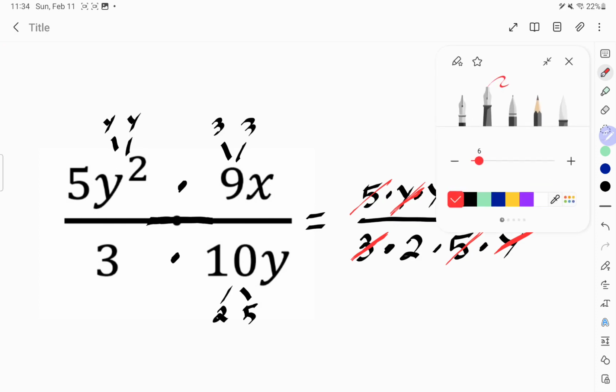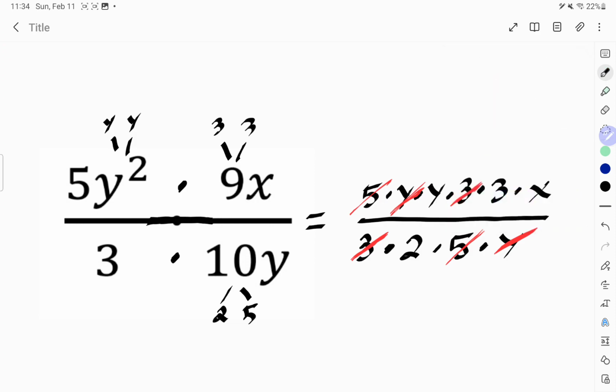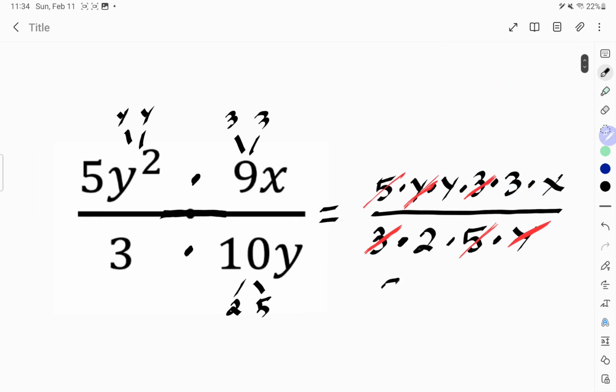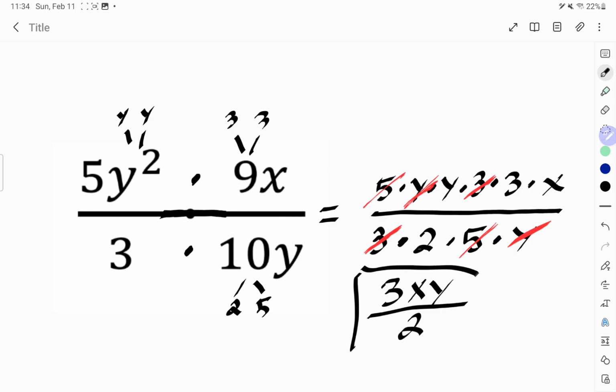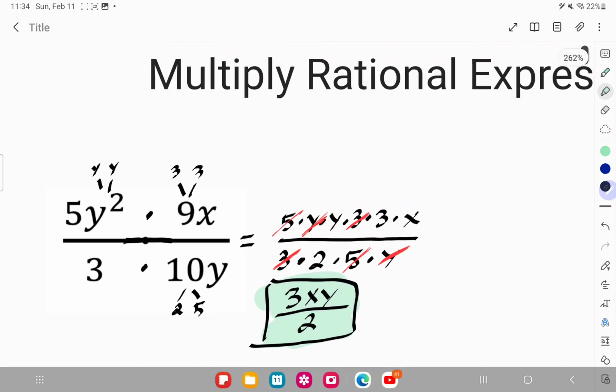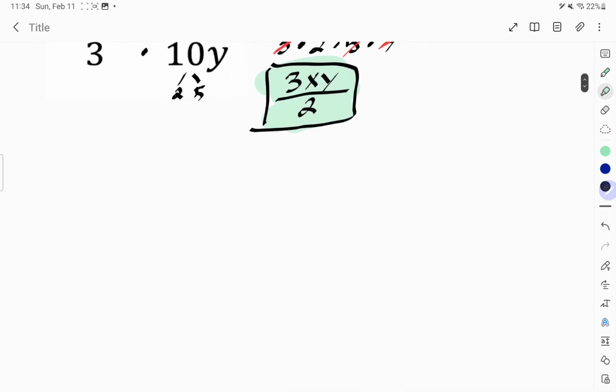So let's just write our answer. For this one, let me put the number first. It's going to be 3, and then x and then y. And in the bottom, I just have 2. So my answer is 3xy over 2. And that is it. Pretty easy. This is my answer right here. Now let's go ahead and do another problem, and then let's call it a day.